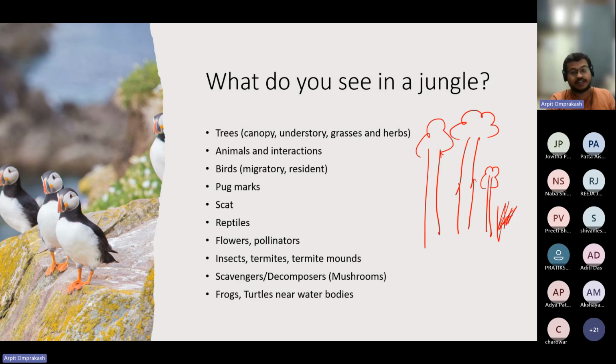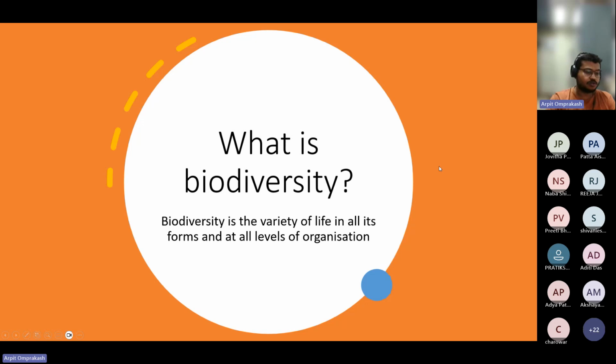You see a lot of reptiles, a lot of different flowers and their pollinators or insects. There are termites, there are termite mounds. Then you have some decomposers such as mushroom, which basically grow on dead and decaying matter, get the nutrients from there and then give it back to the soil. If you have some water body, you might see animals such as frogs or turtles or even fishes inside the water body. So all this comprises biodiversity.